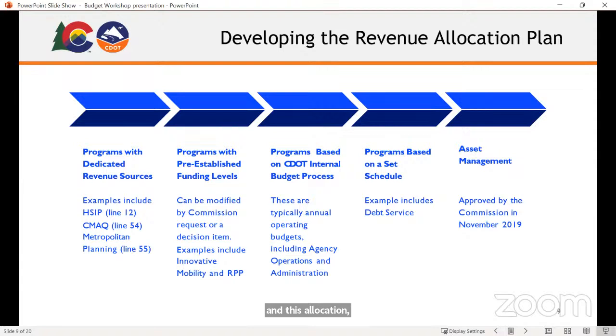The fourth piece here, programs based on a set schedule. So obviously debt service: any debt we have, there's a schedule of payments, and we simply have to take what's there for that fiscal year and put it in our plan. And then finally, asset management. There's a separate asset management process that you all go through, and we just take those decisions that were made in that separate process and incorporate those.